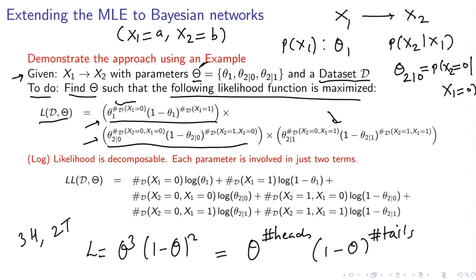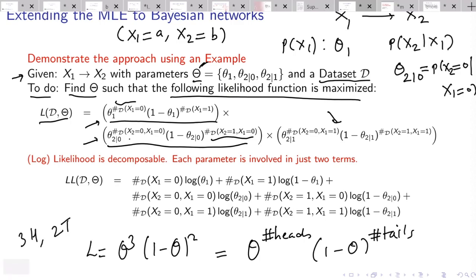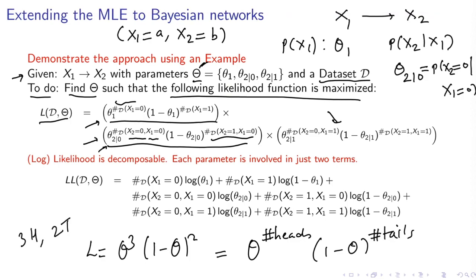Let us look at the second term, right? So the second term is saying that I have theta of 2 given 0 to the power of number of data points that have x2 equals 0 and x1 equals 0, into 1 minus theta 2 given 0 to the power of number of data points that have x2 equals 1 and x1 equals 0. Okay? So where did that come from? That came from the fact that only those examples which have x2 equals 0 and x1 equals 0 are relevant to the parameter theta 2 given 0.